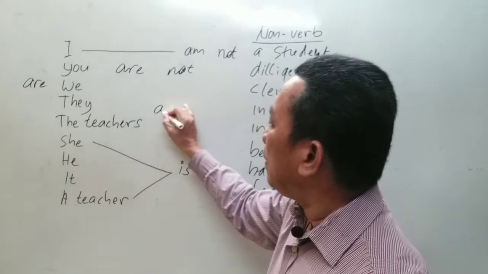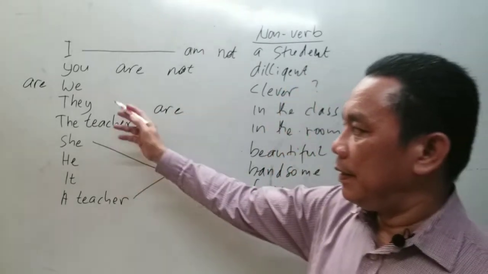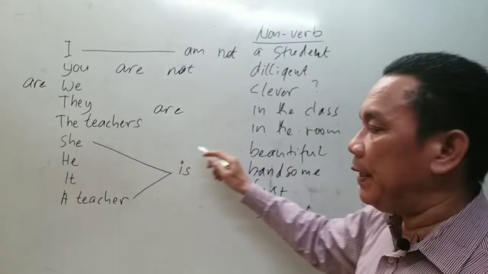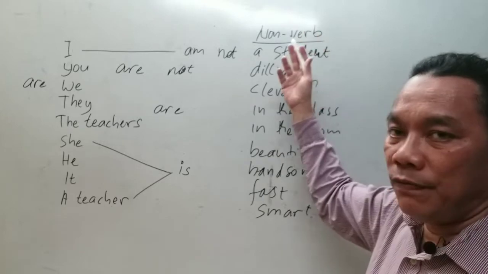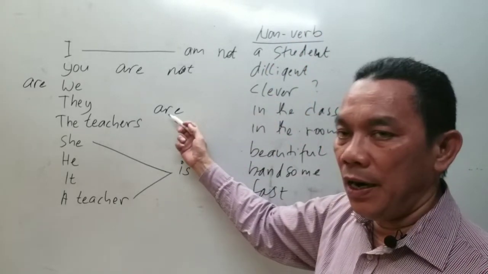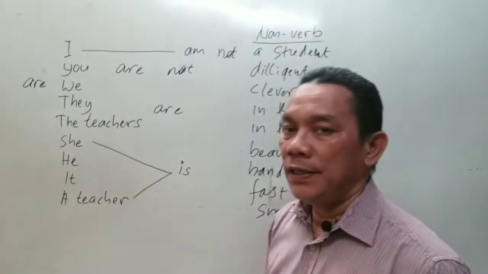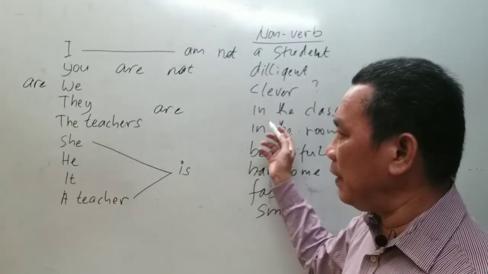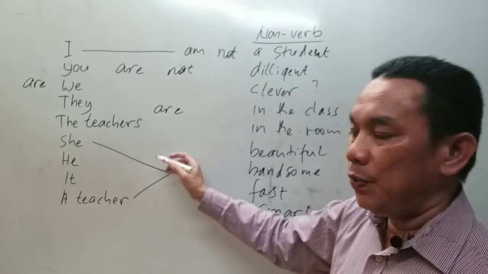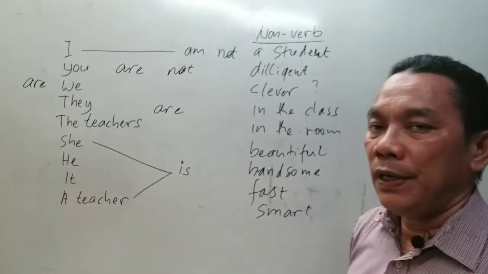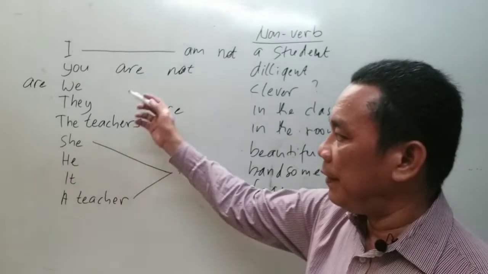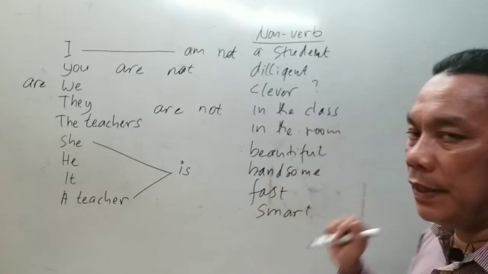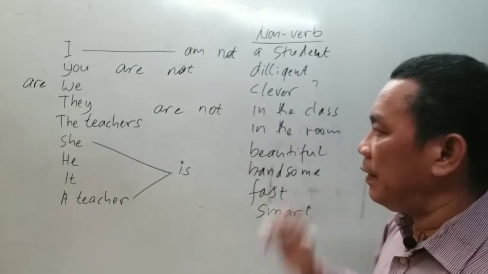Next example. They are in the class. Why do we use to be here? Because the predicate is non-verb. Why is the to be are? Because the subject is more than one. Okay, now when we want to change this sentence into a negative sentence, we just put the word not directly after to be. So we say, they are not in the class.